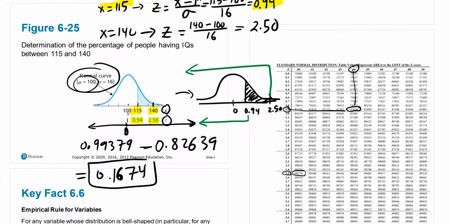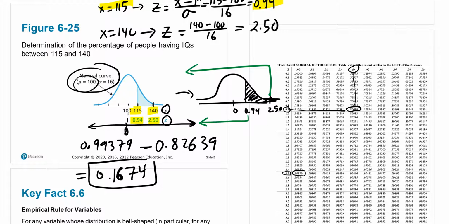But here, we are given x values. We're not working in the standardized normal curve, but rather in a different curve. In order to use the tables here, we have to first standardize, convert the x's into z's, and then use the table to find the area, as we did in the previous section.